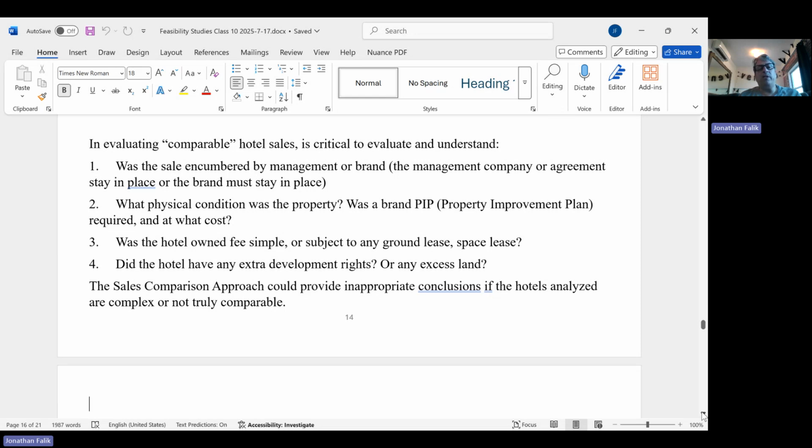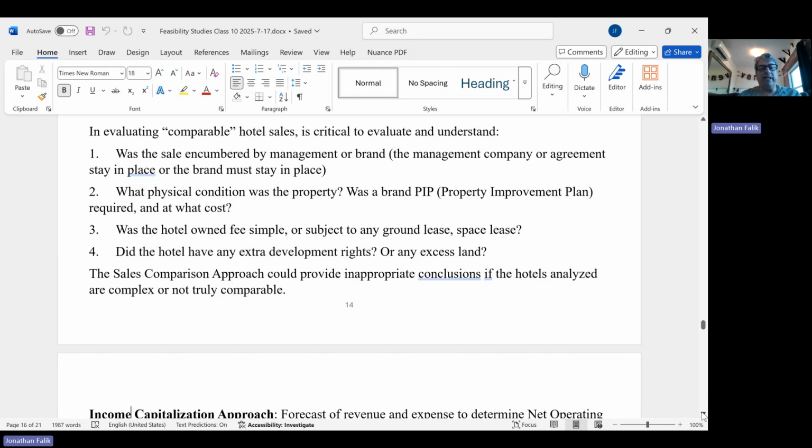Was the hotel owned in fee simple? Was it subject to a ground lease or a space lease? Did the hotel have any extra development rights? Right, so the sales comparison approach can give you bad conclusions if you're looking at complex hotels or if they're not really comparable.